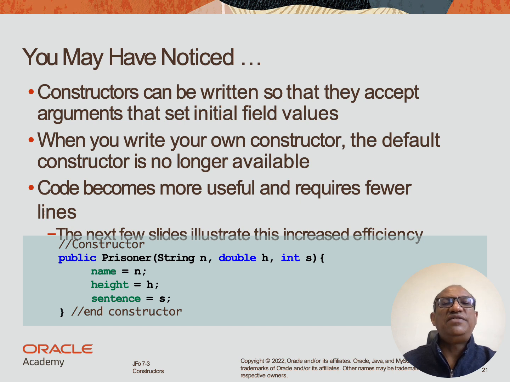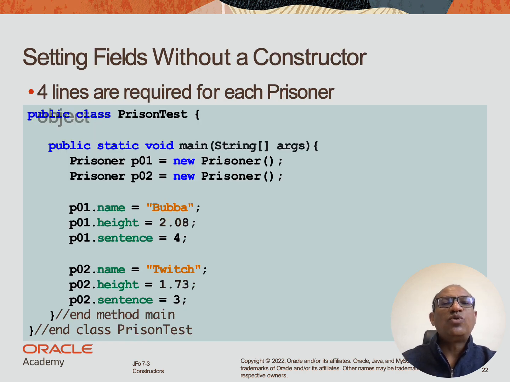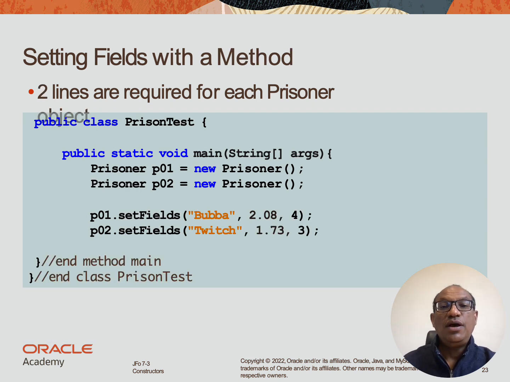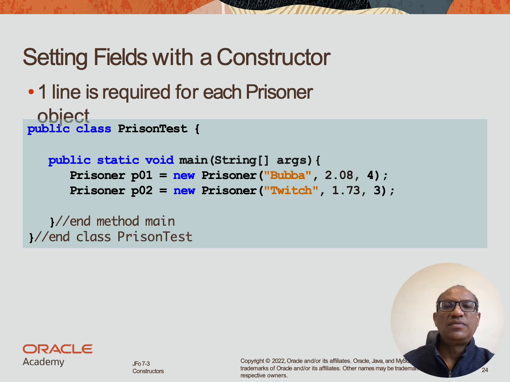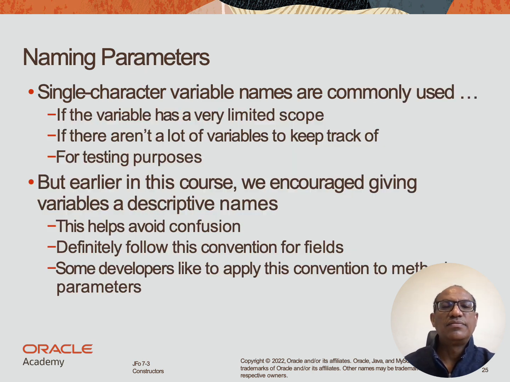Here is a constructor that accepts arguments. Once you write your own constructor, Java stops providing the default one. So make sure to define all the versions you need. Let's compare approaches. Without constructor, 4 lines per object. With setFields method, 2 lines per object. With a constructor, just 1 line. That is the most efficient way.